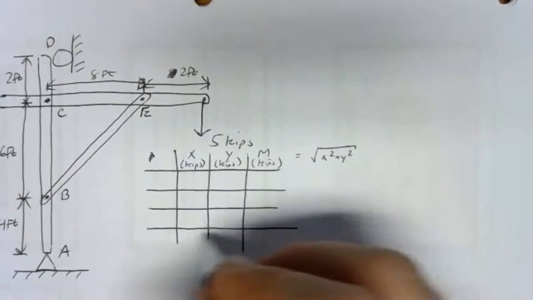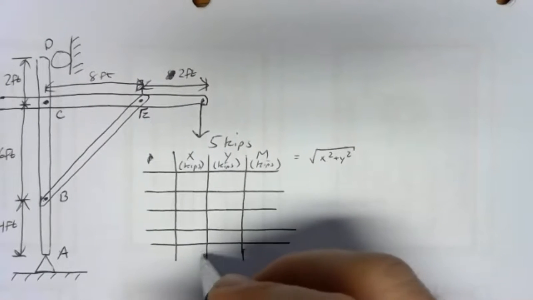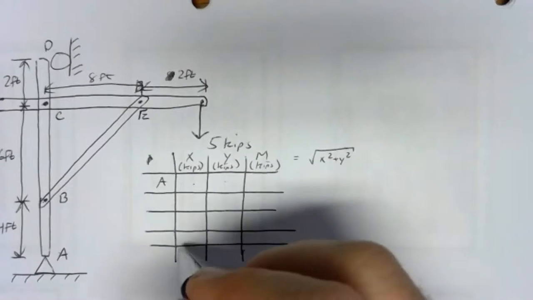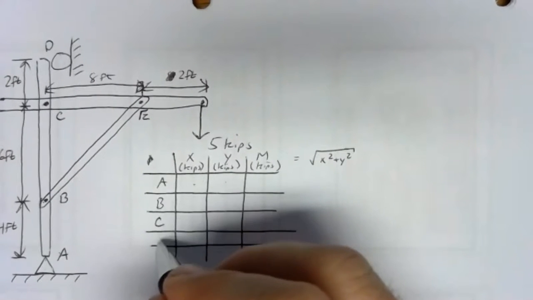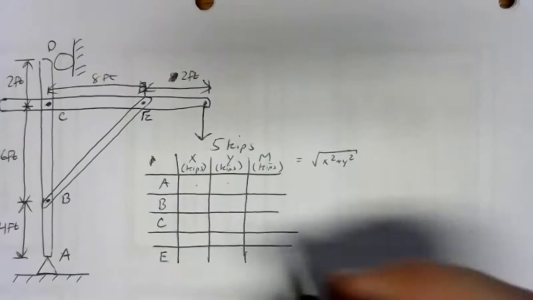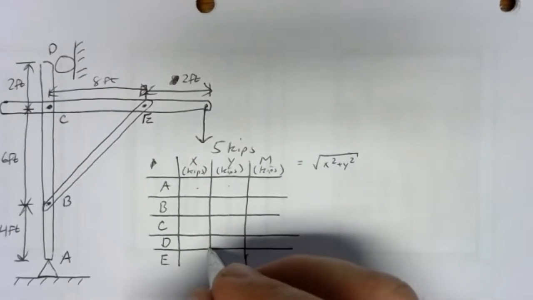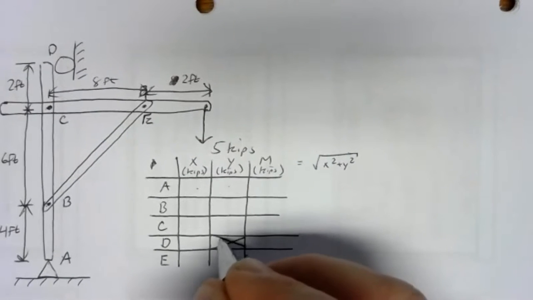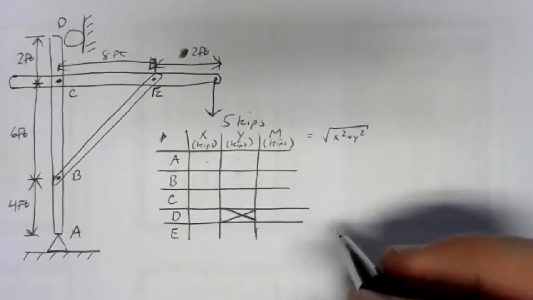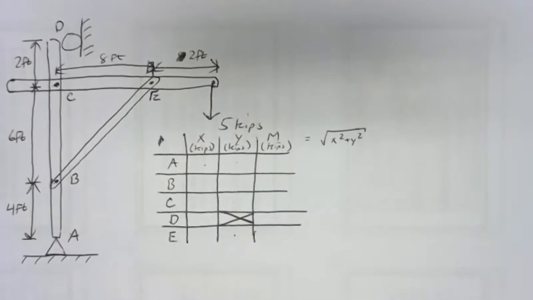Our joints, we've got 5 joints total, or 5 points of interest, I suppose. Not all of them really are joints. We've got A, which would definitely have an X and a Y. B, C, and E would all have X and Y components. D is a roller, so D only has an X direction, no Y direction. So I'm going to cross out the Y space here for that. And that's where my 9 unknowns come from: 1, 2, 3, 4, 5, 6, 7, 8, 9.